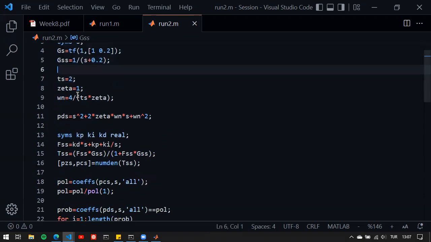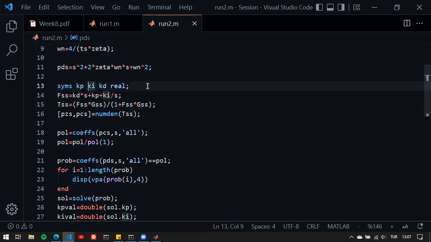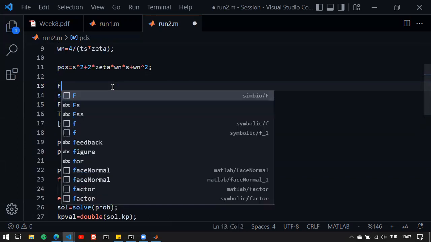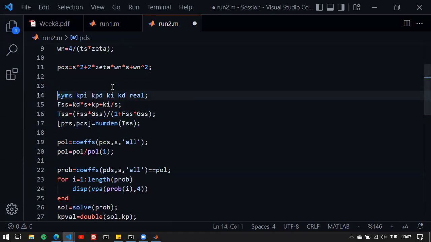So we have our transfer function, or PDS, but at this point, I'm going to define a KPI and KPD, which will correspond to the controllers. So this is the gain of the PI controller, and this is the gain of the PD controller. And then we will have KI and KD. In this case, let me also define it down here.